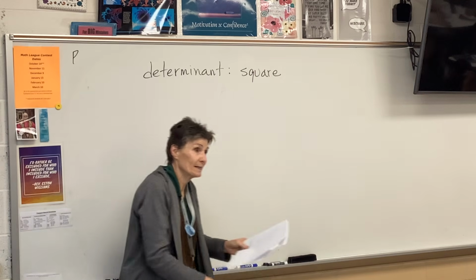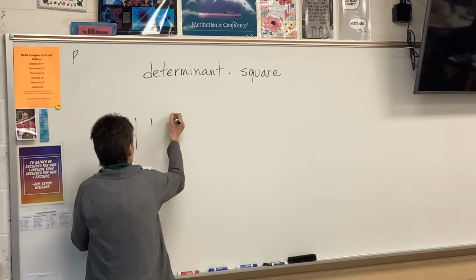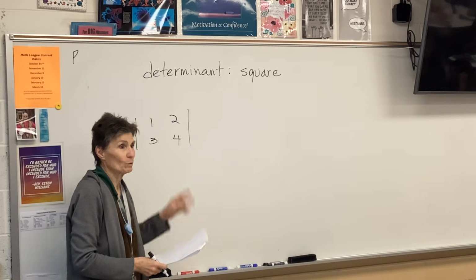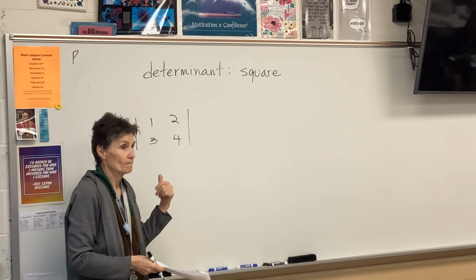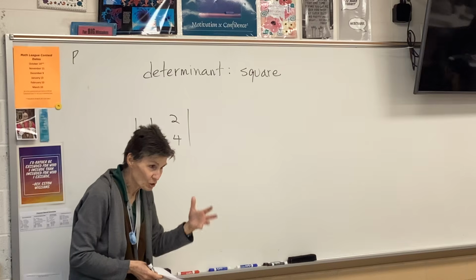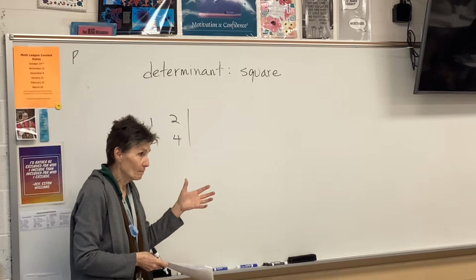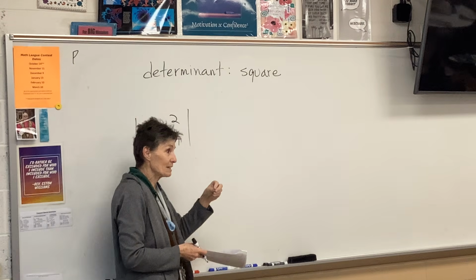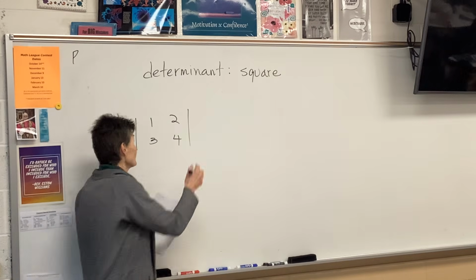I'm going to show you how to get this number. So 3a. What is different about the way that problem looks than the ones we have been doing so far this morning? There's no bracket. It's just straight lines. What do those straight lines remind you of? Absolute value. And this is just going to be a single number. It is not going to be a matrix.